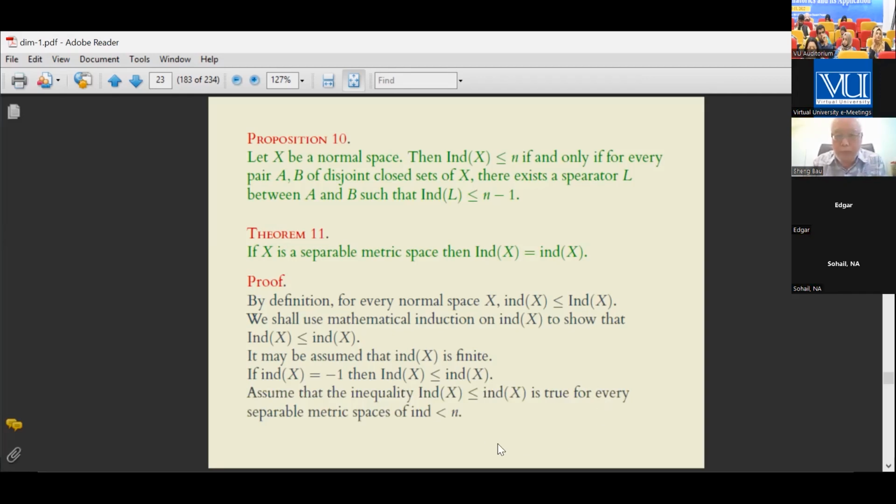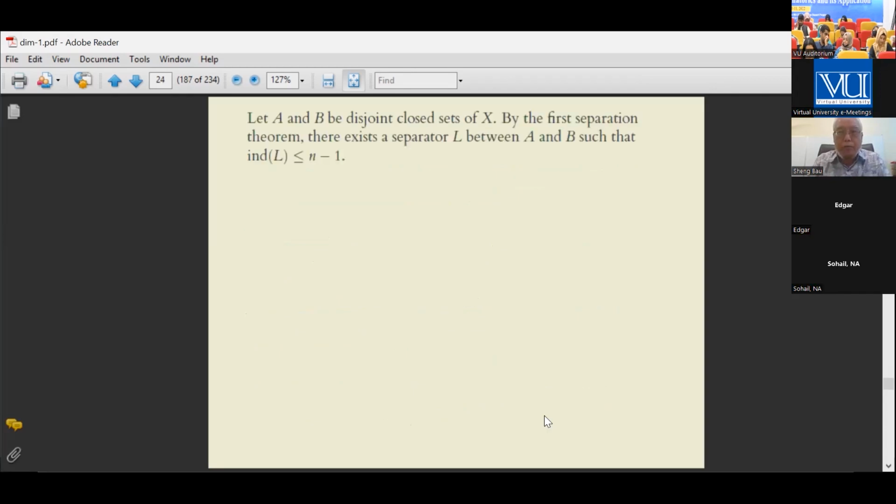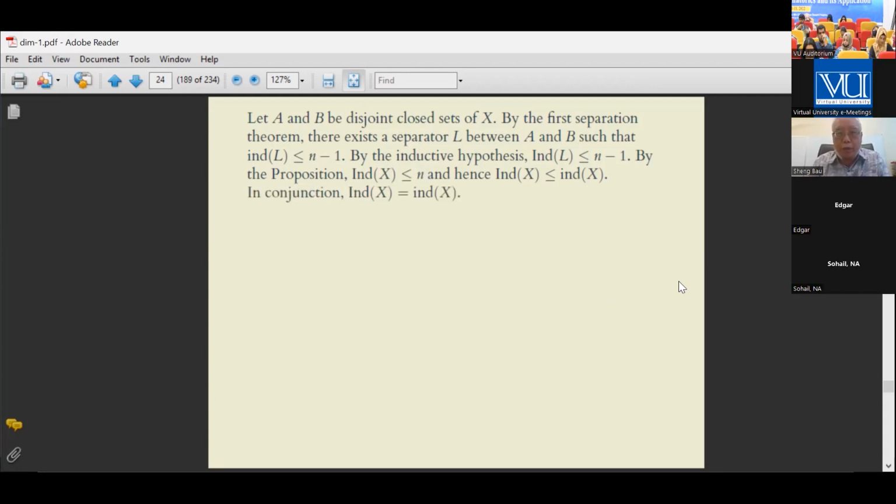And inductively assume that this is true for every separable metric space of lower dimension smaller than n, and then you deduce that when the lower dimension of the separable metric space X is n, the upper one is at most n as well. So we have this inequality in the other direction. Two inequalities together show that the two dimensions are equal.